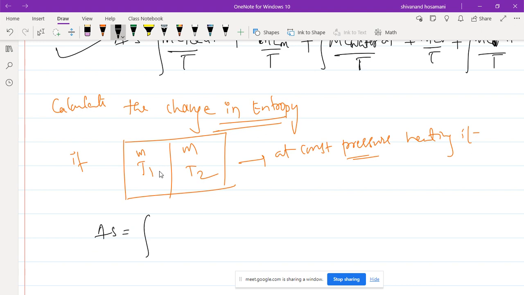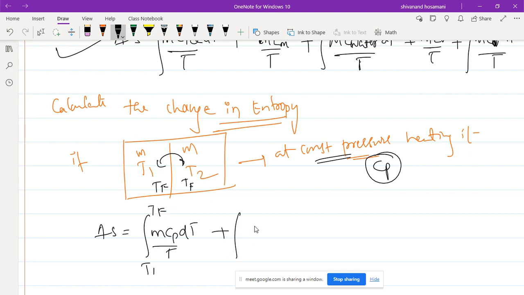thermal equilibrium, the common final temperature TF. At constant pressure, the heat is given by the specific heat of that gas, CP. Therefore, I can rewrite that as m CP dT divided by T, where the first system goes from T1 to TF, plus the second system's entropy change, m CP dT by T, where it changes from T2 to TF.